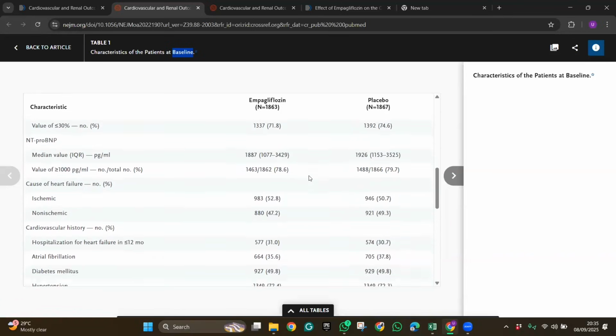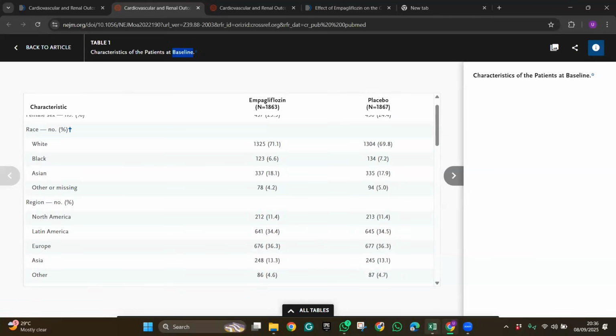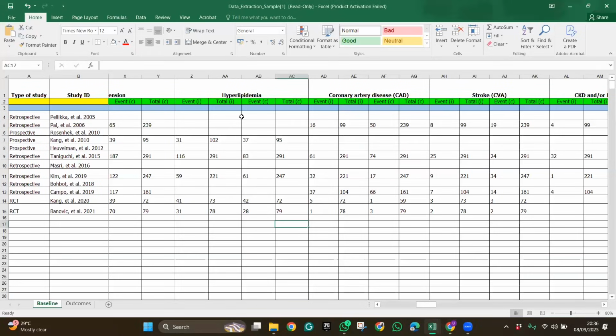Then what is left? Baseline table. Okay, then I'll show you guys an example of what a baseline table looks like. Can you guys see my screen? Can you guys see the extraction sheet? Sorry, the baseline sheet. Okay, great.